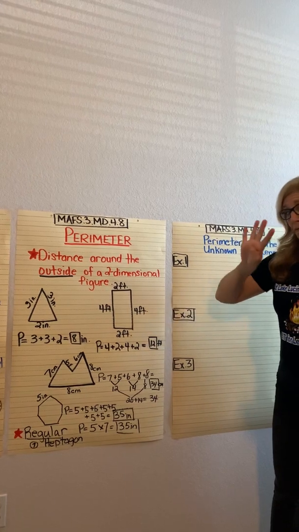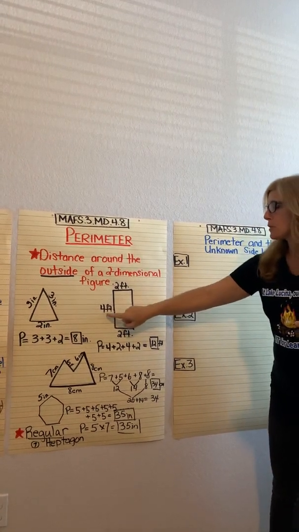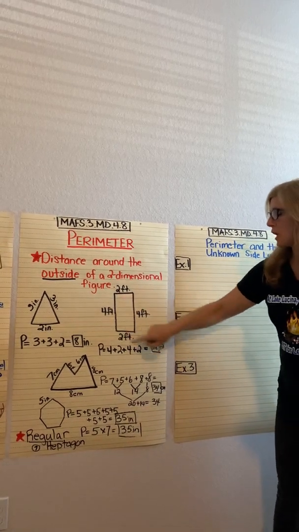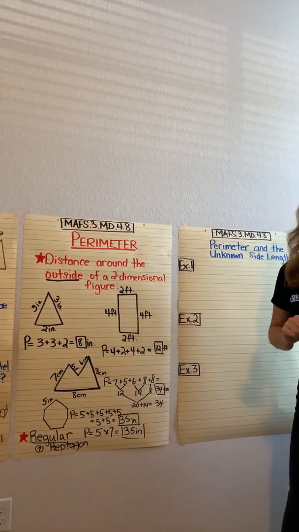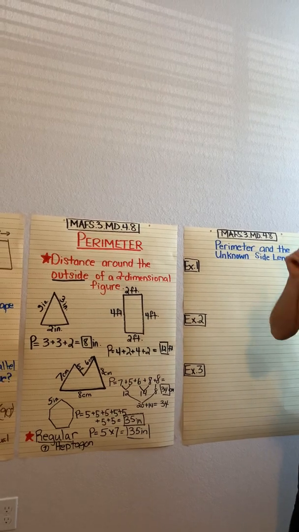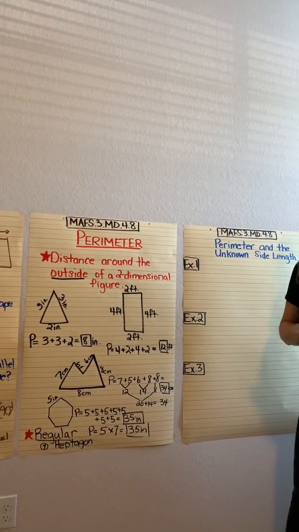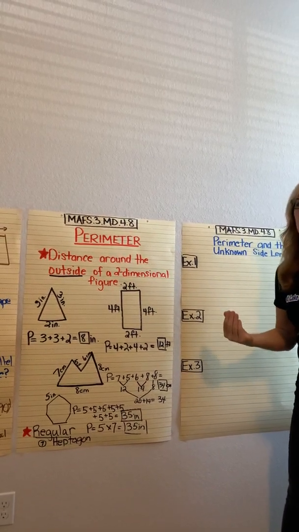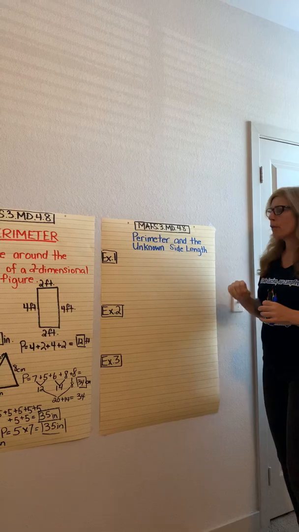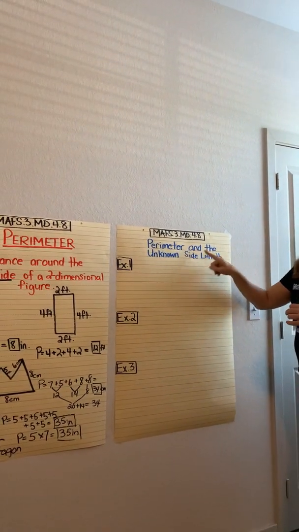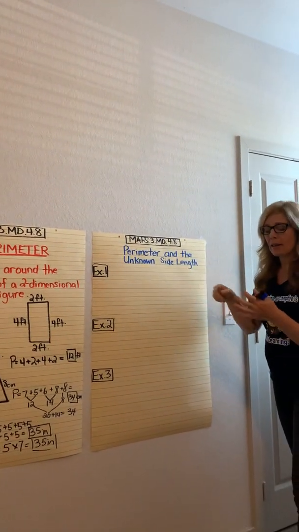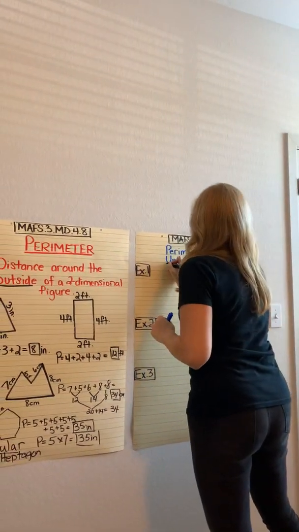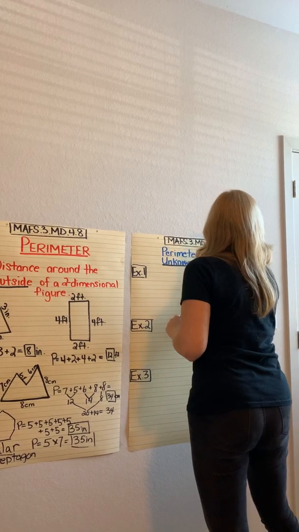Our quadrilaterals have 4 sides. So we had 4 numbers, 4 plus 2 plus 4 plus 2. Our total perimeter of this shape equaled 12 feet. Okay. So those are one type of way we're going to be able to solve for perimeter problems. There's another type of perimeter problem. And today we're going to focus on perimeter and the unknown side length. So here's what's important about this part of the standard. We're looking for the unknown side length.